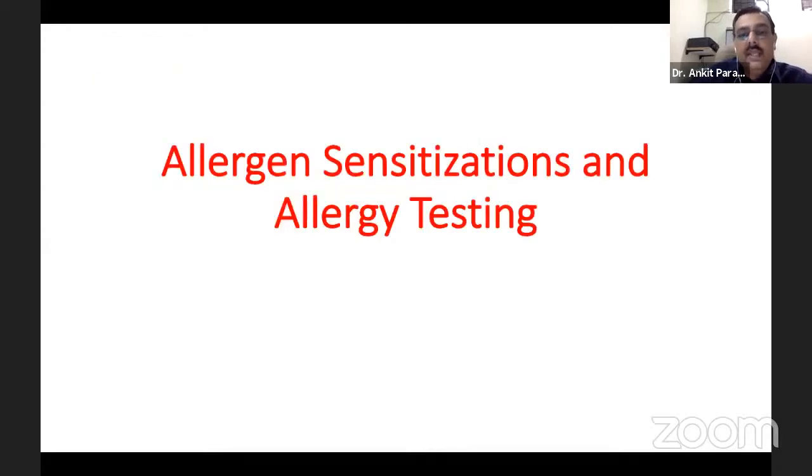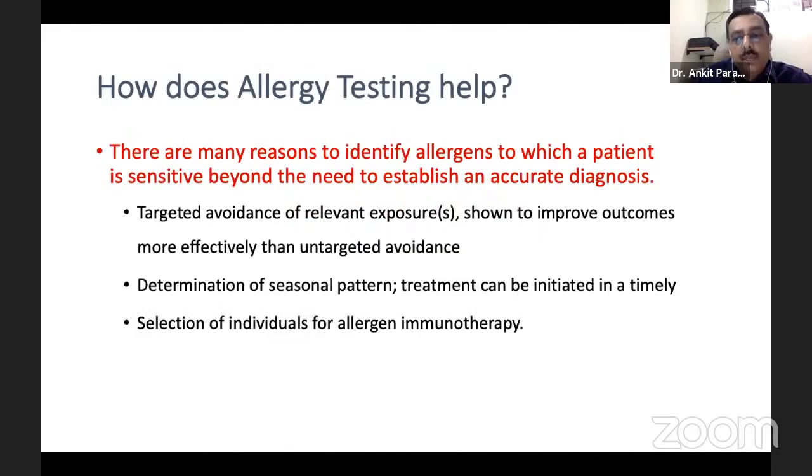Now let's go on to the second topic, which is allergen sensitization and allergy testing in children. What has been understood the world over, at most centers practicing allergy and pulmonology, is that there are reasons to identify the allergen to which a patient is sensitized beyond the need to establish an accurate diagnosis. So we know it is asthma. The question is, how does allergy testing add on? How does it help me in managing patients?